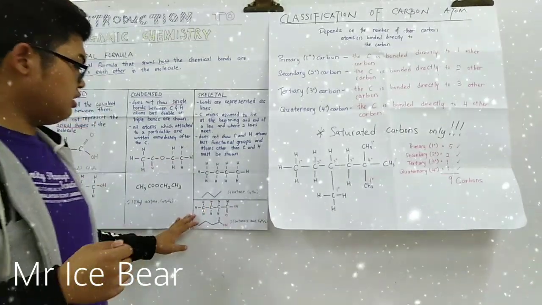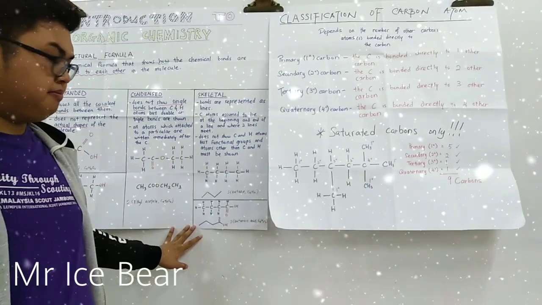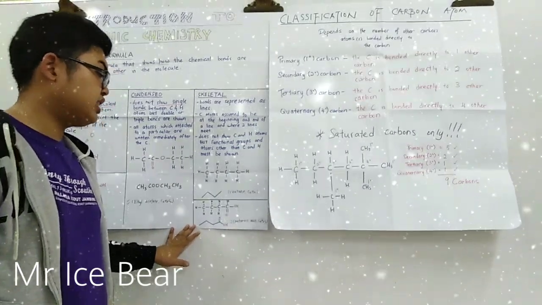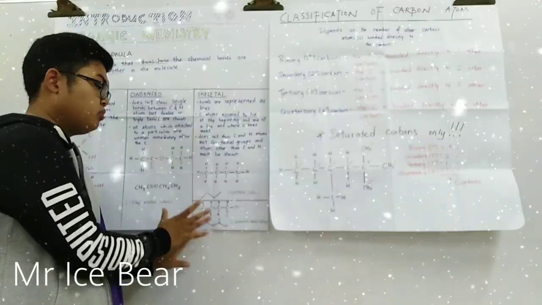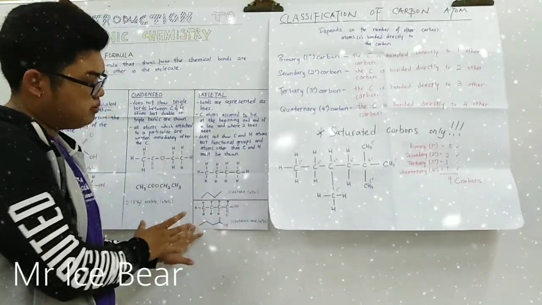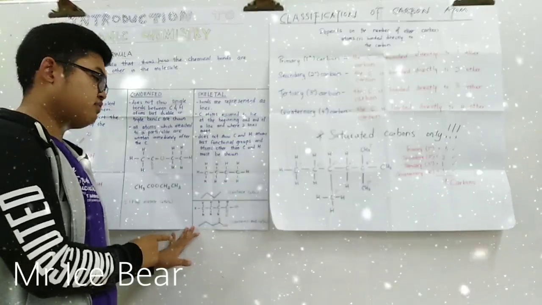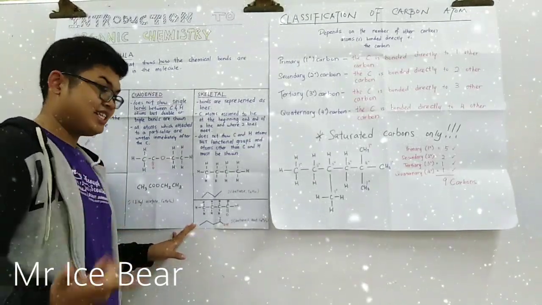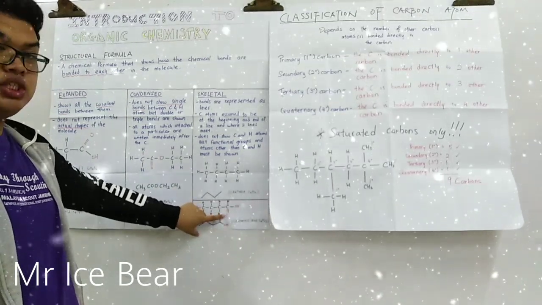Next, another example is butanoic acid, C4H8O2. This is the expanded structure for butanoic acid. The functional group here is carboxyl, and the classification of compound is carboxylic acid. Here we have the hydroxyl and the double-bonded oxygen.